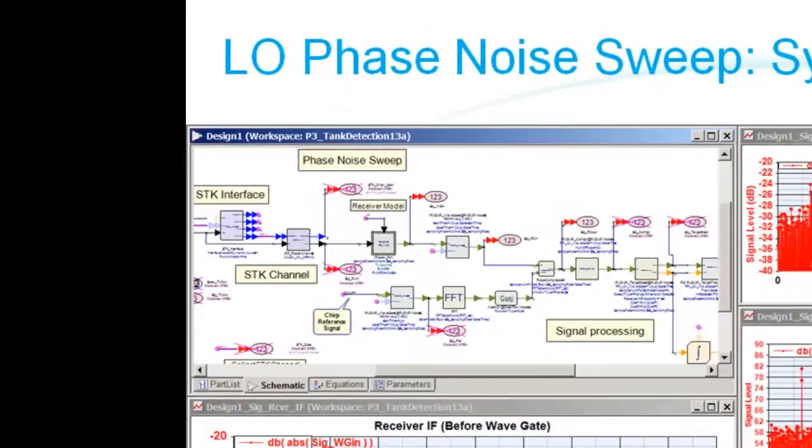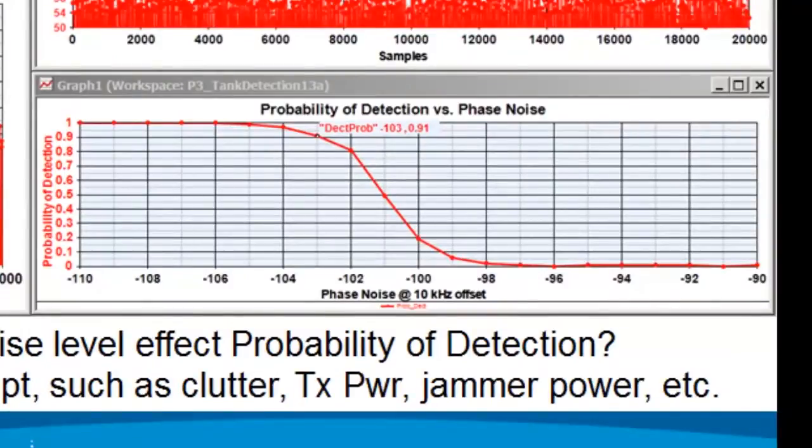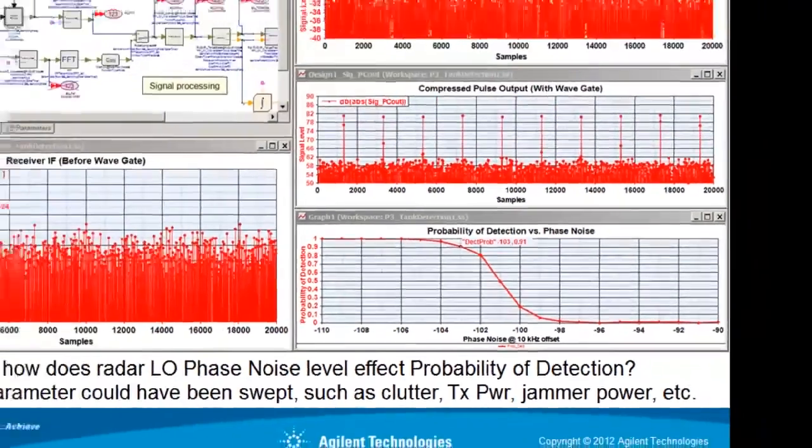Here the radar transmitter and receiver share a common local oscillator and therefore correlated phase noise at a 10 kHz offset. As the phase noise is increased in a swept simulation, the system's probability of detection, POD, starts to degrade suddenly, starting at -106 dBc per Hertz, with a 50% POD threshold occurring at about -101 dBc per Hertz. Therefore, poor phase noise can limit the system sensitivity and range, which is an important consideration for radar architects.